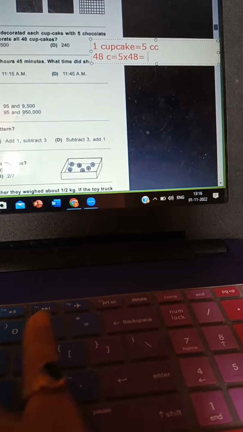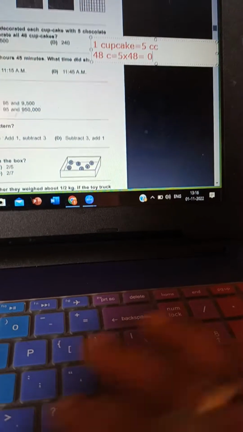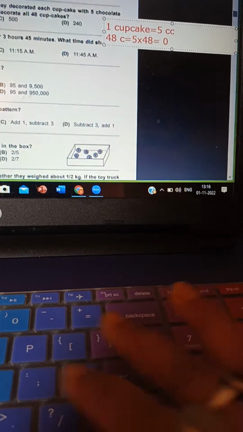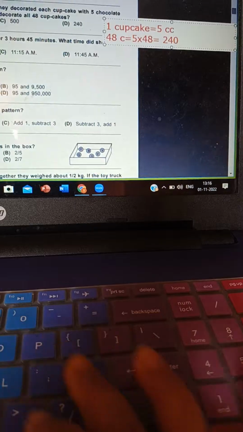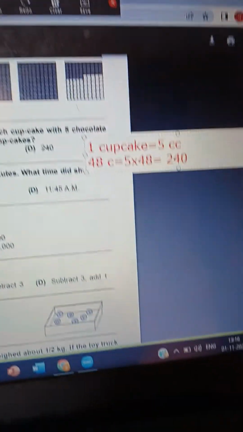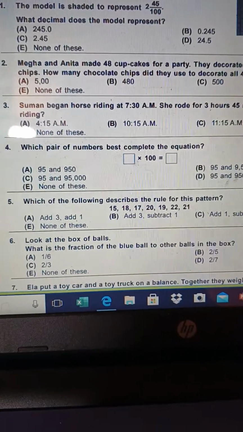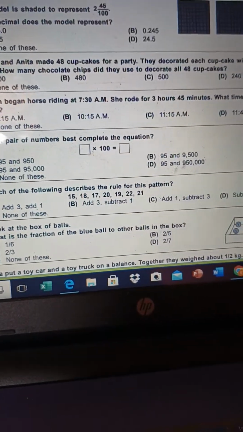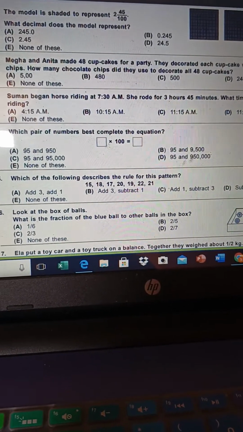So 5 into 8 is 40. We are keeping 4. 5 into 4 is 20. 20 plus 4 is 24. So that gives us the correct answer, 240. So see, this is the correct answer. Number D is the correct answer. Then we go to number 3.